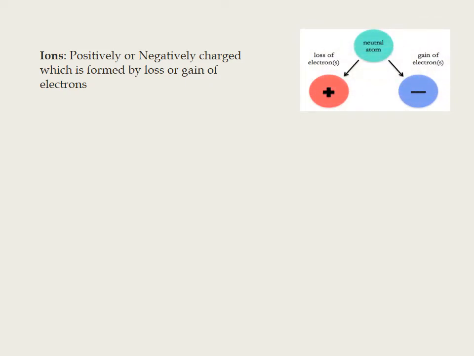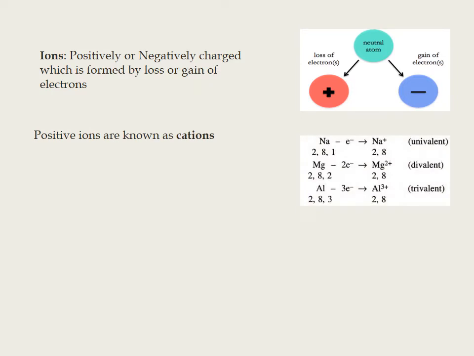The loss or gain of electrons in an atom depends upon electrons in the outermost shell. To attain stability, atoms have to have 8 electrons in their outermost shell. Thus, atoms with 1, 2, or 3 electrons in their valence shell lose these electrons to attain stability and thus form monovalent or univalent, divalent, and trivalent positive ions respectively. Positive ions are known as cations. The below picture represents monovalent, divalent, and trivalent.